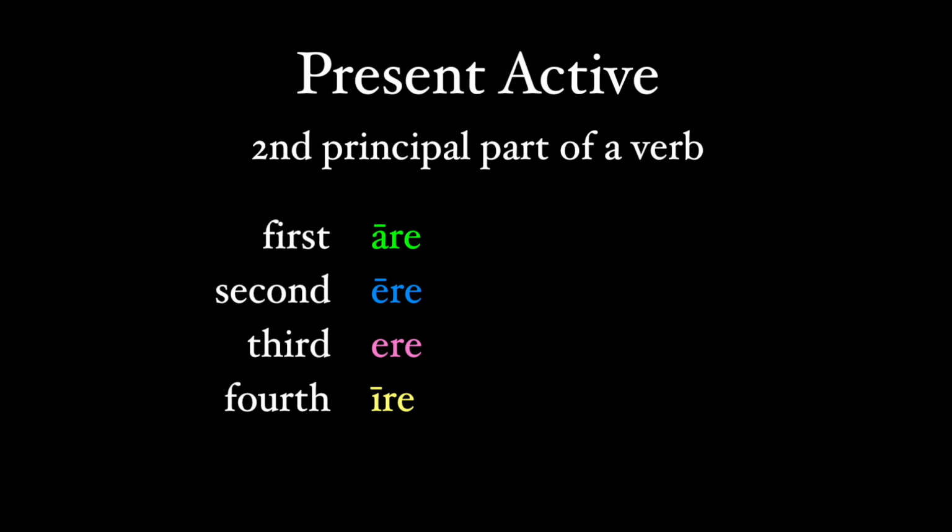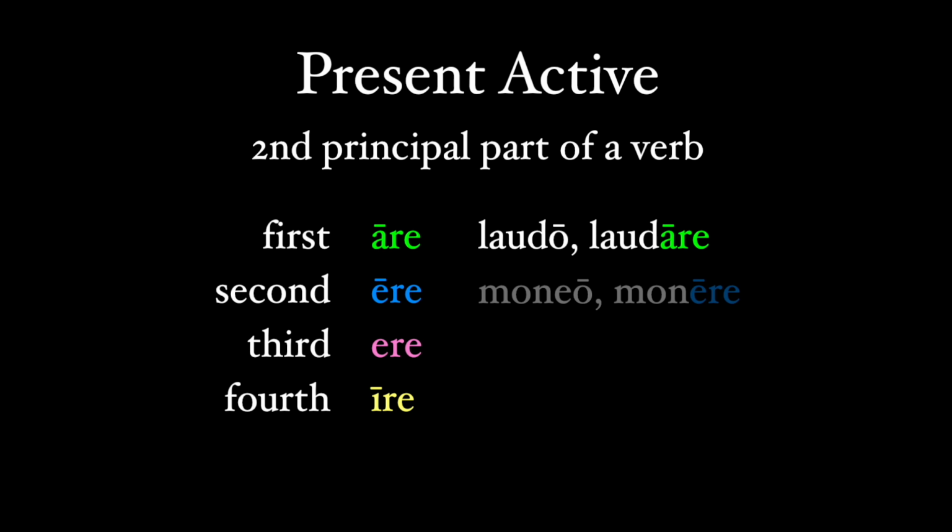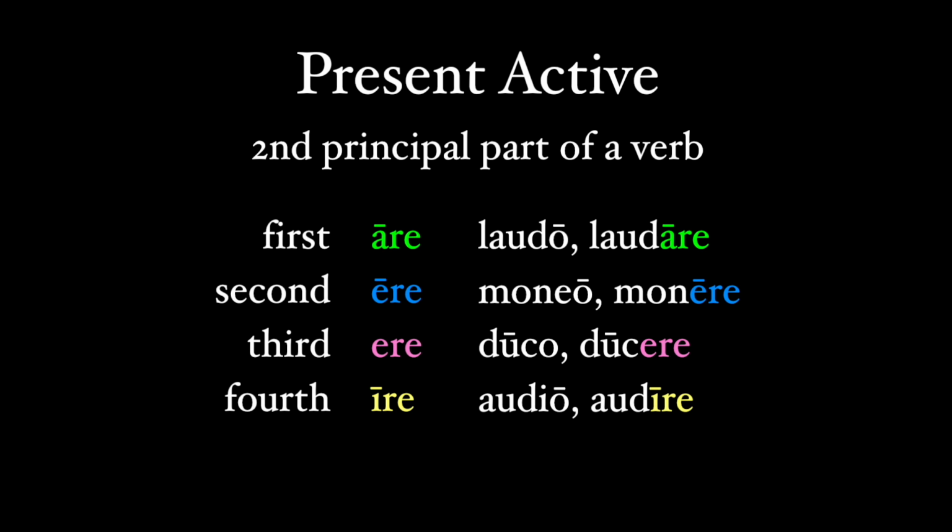Let's begin with the present active infinitive here. This is simple. It's the verb's second principal part by definition. Most of these will end in -re, and they will vary by the vowel before that, and it's this vowel that helps us group our verbs into conjugations. First conjugation verbs end in a long -are, like laudo, laudare. Second's a long -ere, moneo, monere. Third's a short -ere, duco, ducere. And fourth's a long -ire, audio, audire.